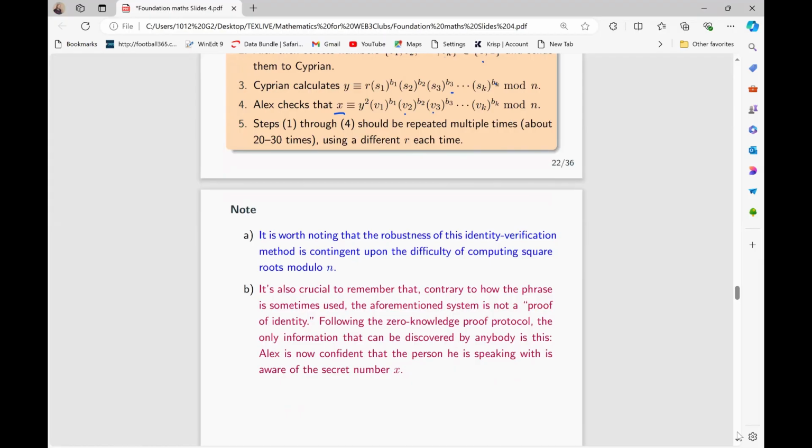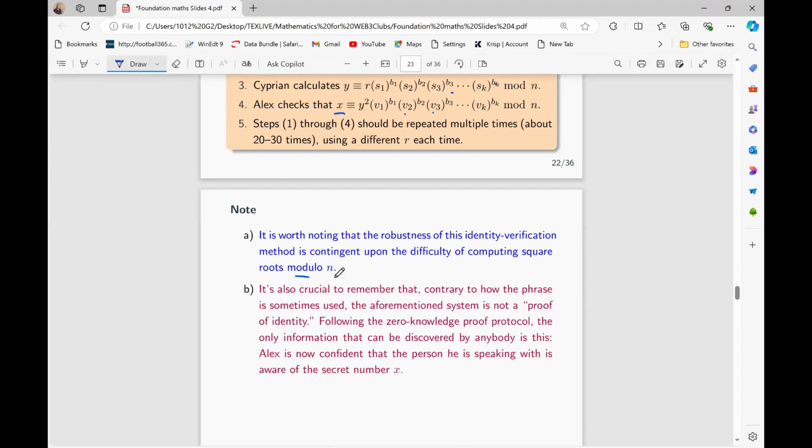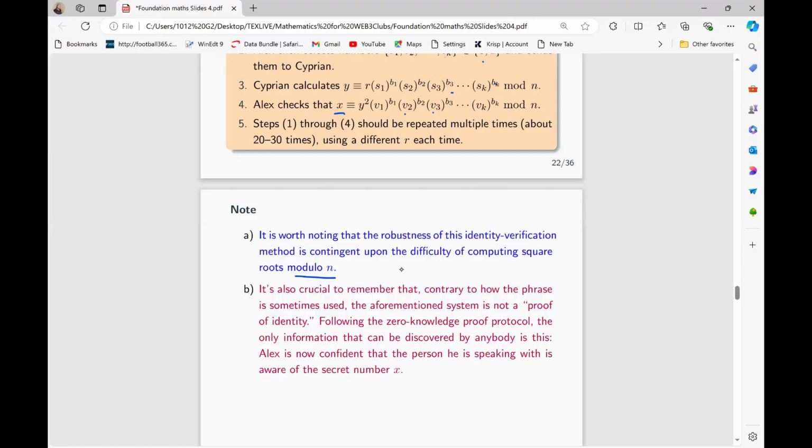The identification scheme, I have noted something here. It's worth noting that the robustness of this identification scheme is dependent upon the difficulty of computing the square root. Computing the square root in modular arithmetic is not easy. So what makes this method secure is the fact that it's very hard to compute the square root in modular arithmetic.